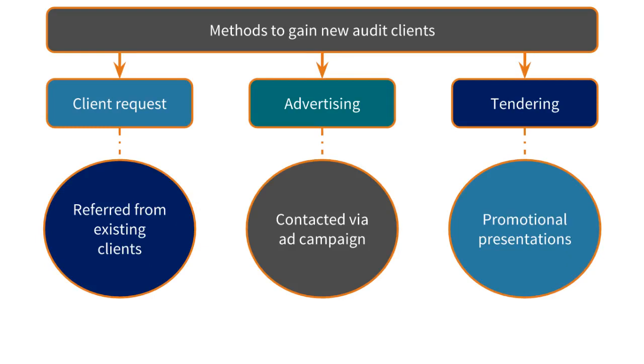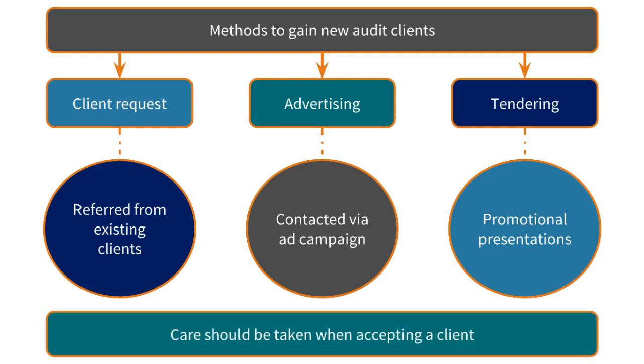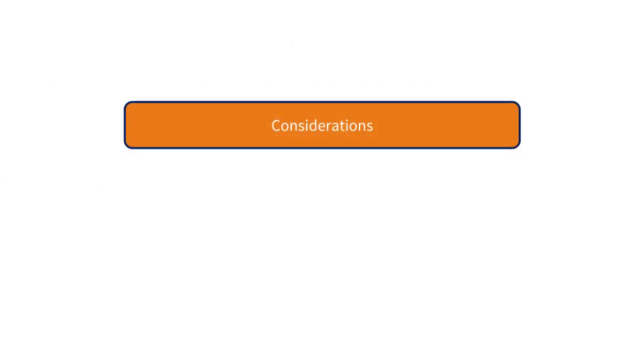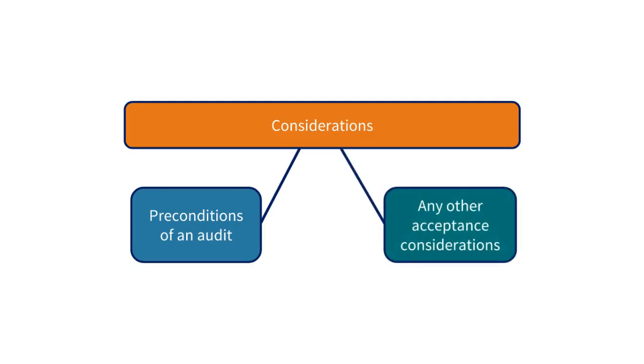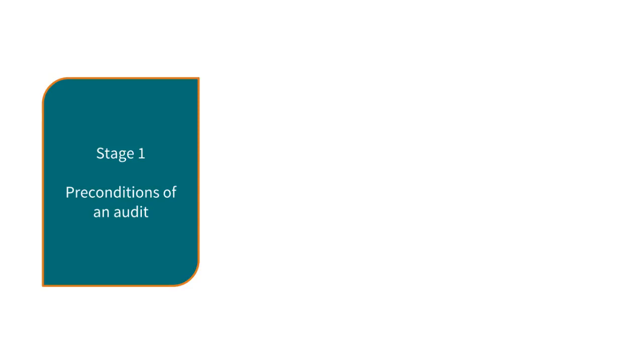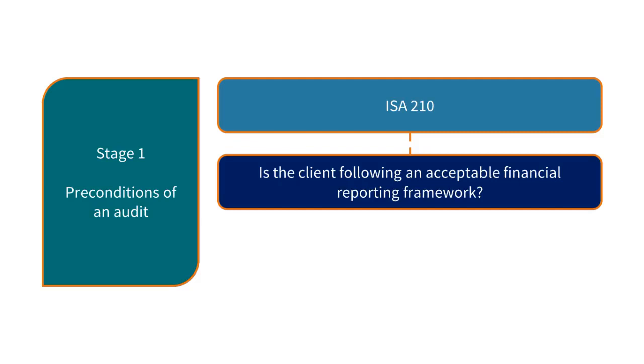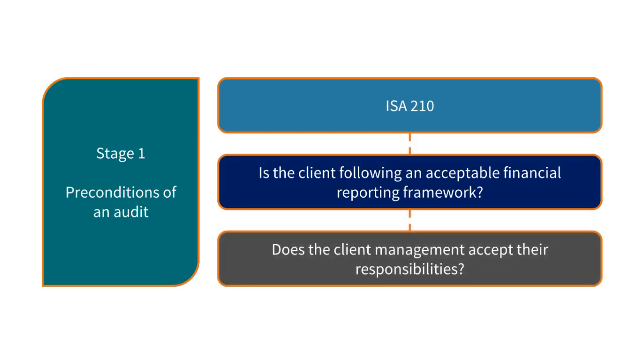Whichever way the auditor gains a new client, care should be taken as to whether the client should be accepted. There are many considerations as to why they may not want to accept an audit assignment. These considerations can be split into two stages: the preconditions of an audit and any other acceptance considerations. Stage 1 is the preconditions of an audit. If the auditors are not satisfied with the preconditions, then the auditor should not continue any further with the audit assignment. ISA 210 tells us that the preconditions are: is the client following an acceptable financial reporting framework? And does the client management accept their responsibilities?